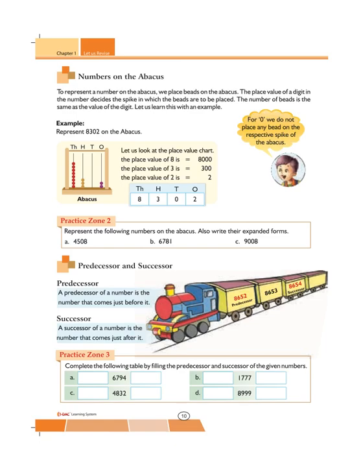Let us revise. In today's lesson, we will study numbers on the abacus. To represent a number on the abacus, we place beads on the abacus. The place value of a digit in the number decides the spike in which the beads are to be placed. The number of beads is the same as the value of the digit. Let us learn this with an example.